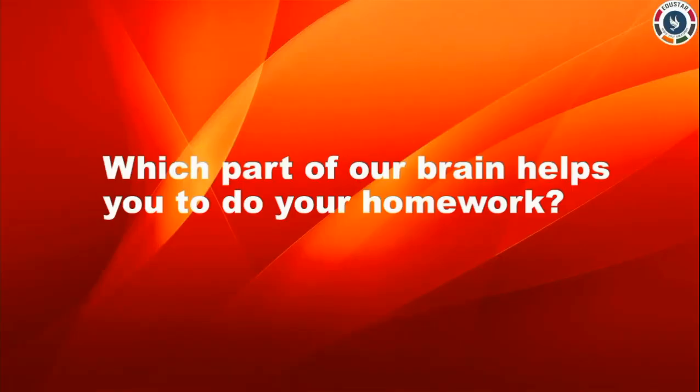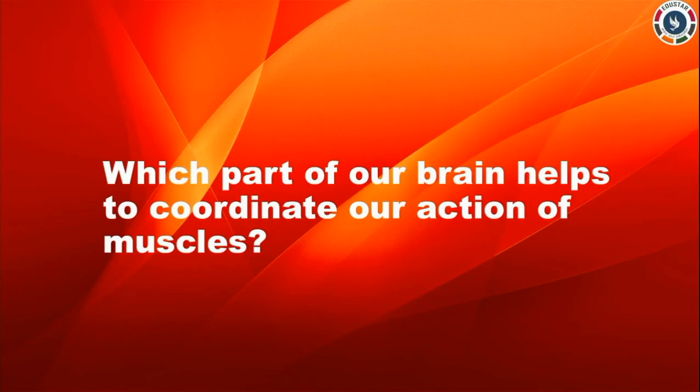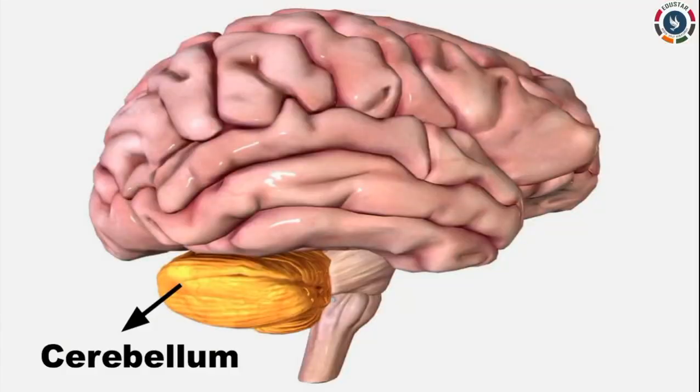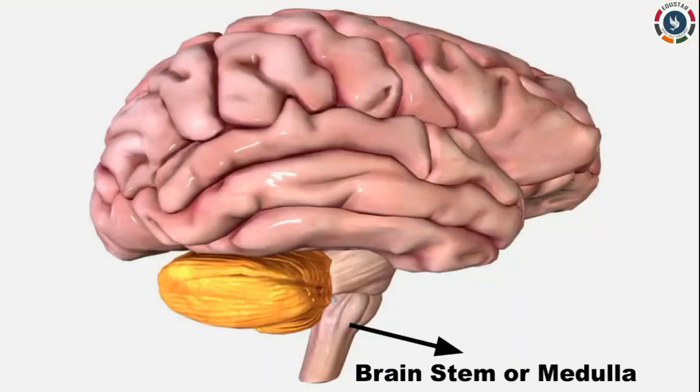Next question. Which part of our brain helps you to do your homework? Can you say the answer? Yes dears, it is cerebrum. Very good. Which part of our brain helps to coordinate our action of muscles? Very good, dears. It is cerebellum. Next question. Which part of our brain works even when we are asleep? Very good. Yes, it is medulla or brainstem.